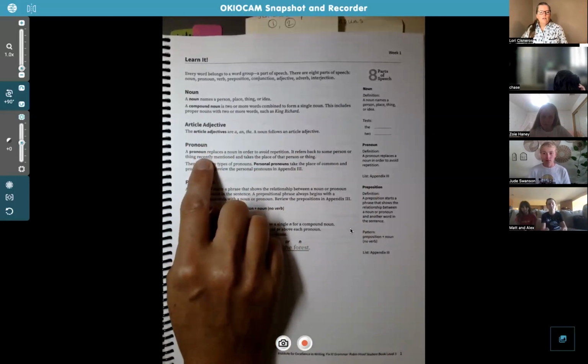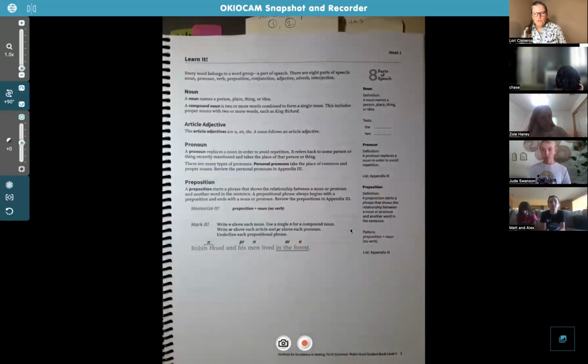And then pronouns. We know those take the place of a noun in order to avoid repetition. When you're telling a story and you introduce a character like Robin Hood, you're going to use the pronoun he instead of saying Robin Hood, Robin Hood, Robin Hood, because after a while that's not fun to read. Or if there's another character that's a girl, you might see the pronoun she or her.